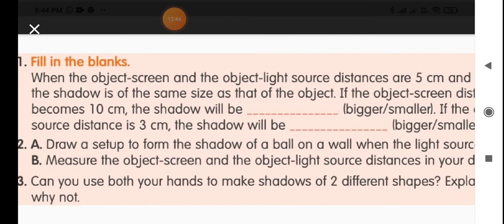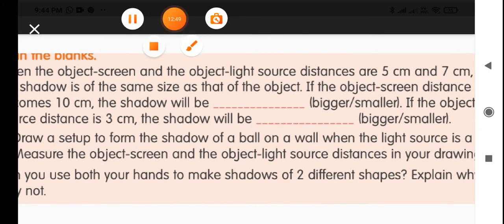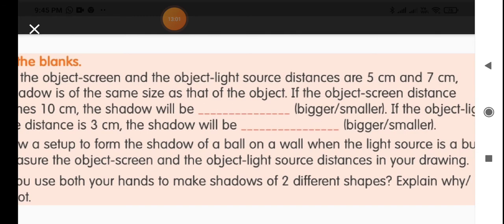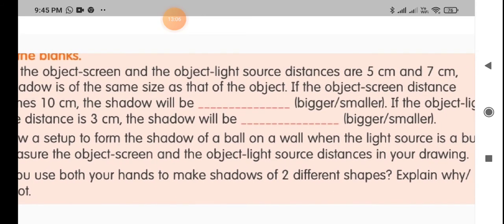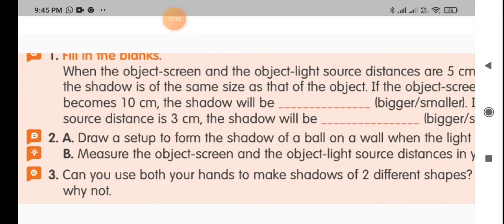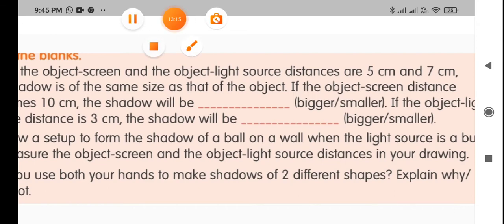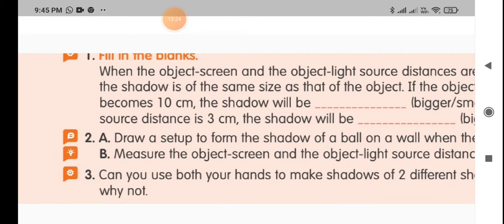If the object-screen distance becomes 10 centimeters, the shadow will be bigger, so it is moving away from the screen. That means near to the light. That means it forms a bigger shadow. If the object-light source distance is 3 centimeters, the shadow will be bigger obviously. Between the light source and the object, the distance is less, so definitely a big shadow is formed.